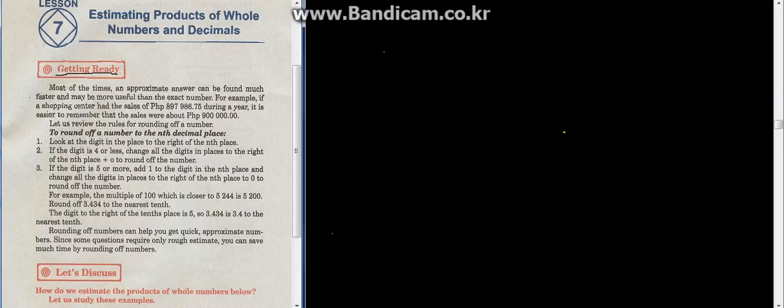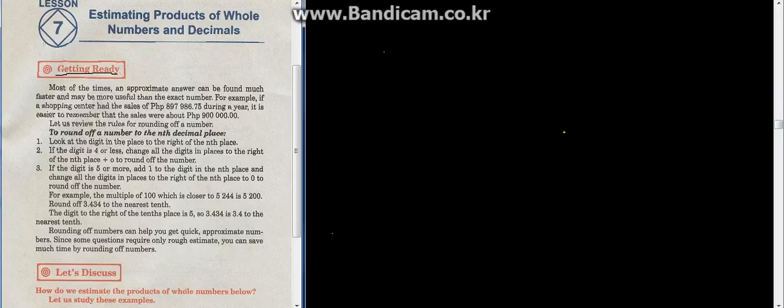For example, if a shopping center had the sales of 897,986 and 75 hundredths Philippine money during a year, it is easier to remember that the sales were about 900,000 Philippine money, right? So basically an approximate answer is faster to calculate and more useful to remember. So that's why we are learning how to estimate the sum, the difference, and now we'll learn how to estimate the product. So let's review the rules for rounding off a number.